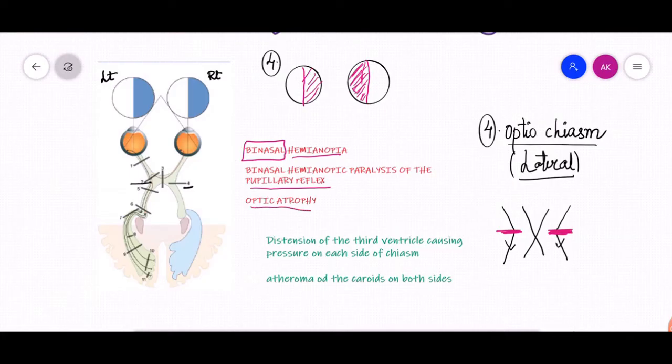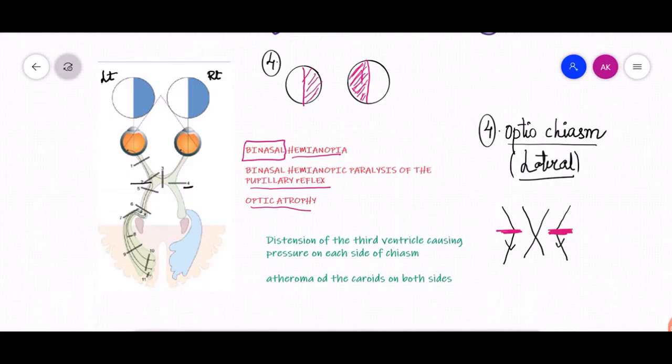Now let me tell you a little bit about the optic atrophy which is present in this optic chiasm lesion, is that they will not affect the entire optic nerve. Since only a part of the fibers are getting involved, that means either the temporal or the nasal, the optic atrophy will also be partial optic atrophy, right?